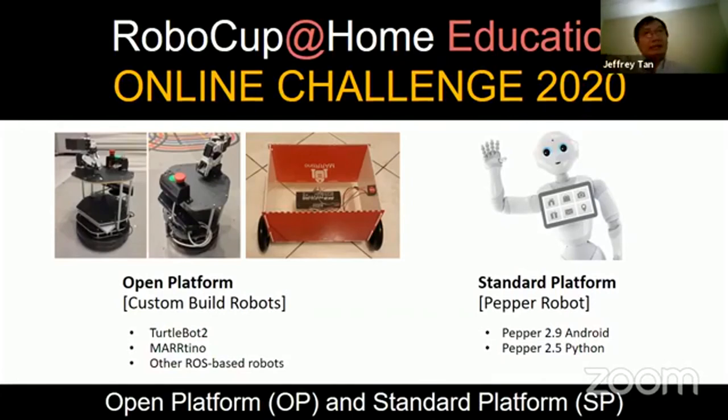And this time we are also trying something very new: we have two kinds of software framework used to develop for Pepper. One is Pepper 2.9, the software version which is focused on the Android framework. The other is 2.5, the previous one, which is more widely known, Python based, or if you know Choregraphe, that is the version that we use. So tomorrow you can see we have both.